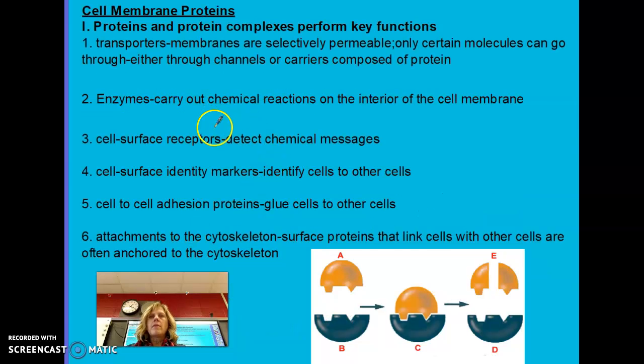So some of them are just transporters. Remember, we said that the cell membrane is selectively permeable. It only lets certain things through. So sometimes certain membrane proteins are only going to recognize a very specific molecule that they allow to go through. So that's one of the functions. Also enzymes. Remember, we said enzymes are catalysts.